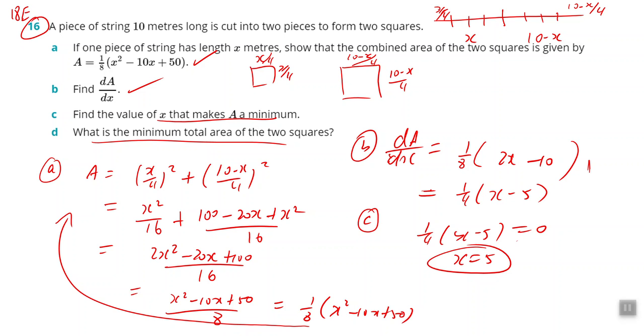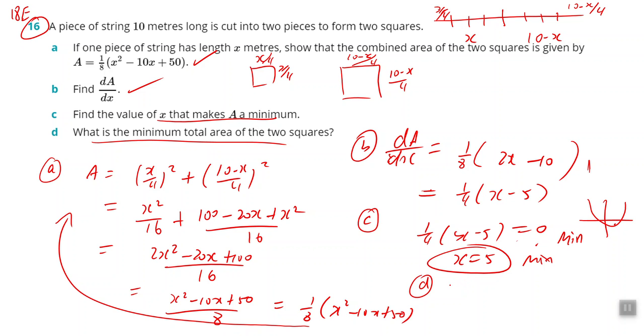Well, first of all, we know it's a minimum because the original is a quadratic. It's a smiley face, so it's going to be a minimum. So we know this is a minimum, and we want to find the minimum total area of the two squares.